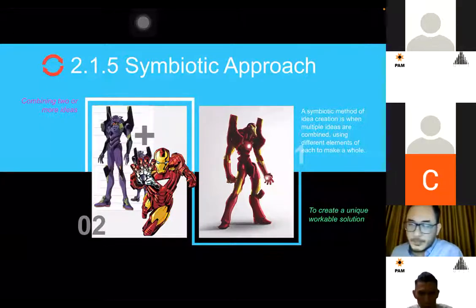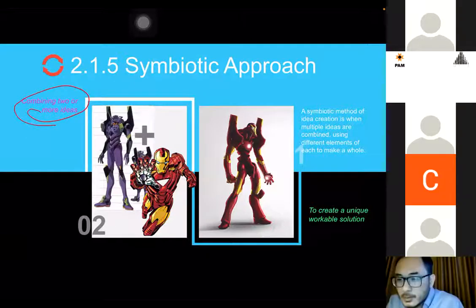Symbiotic approach. Combining two or more ideas. So when you have certain ideas you want to combine, for example, these two robots become another robot. Some of you might know this, but some maybe not. This is a quite old robot coming from Evangelion, and then with Iron Man, maybe you can create a new one, but it's your own interpretation, which part of the form is going to be Iron Man, which part will be Evangelion. But it is your own way.